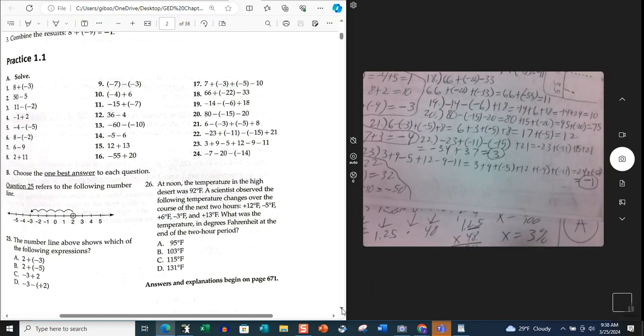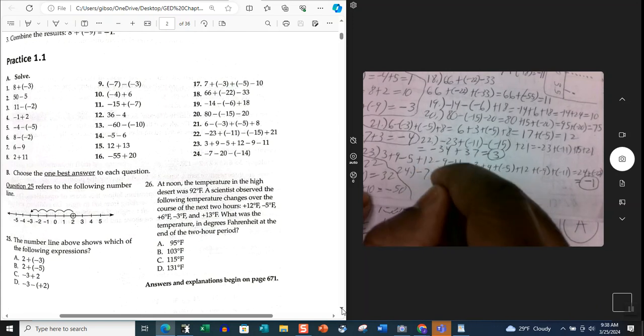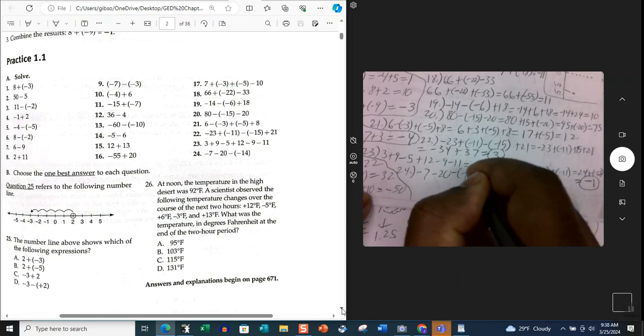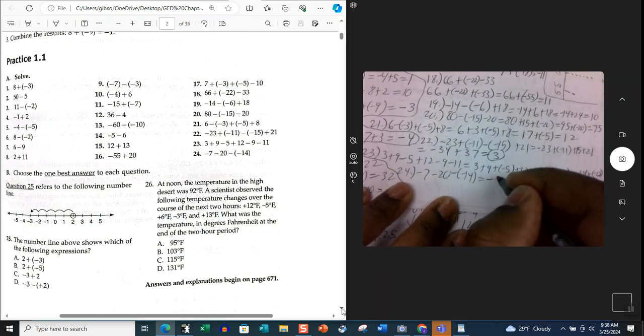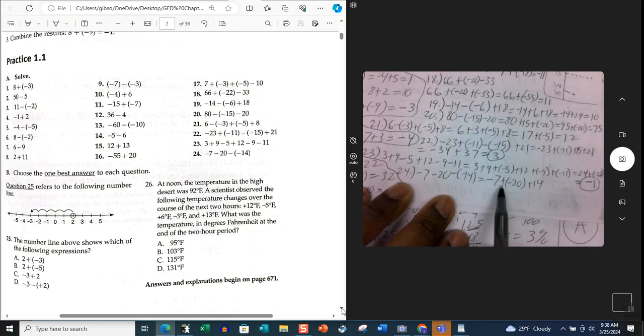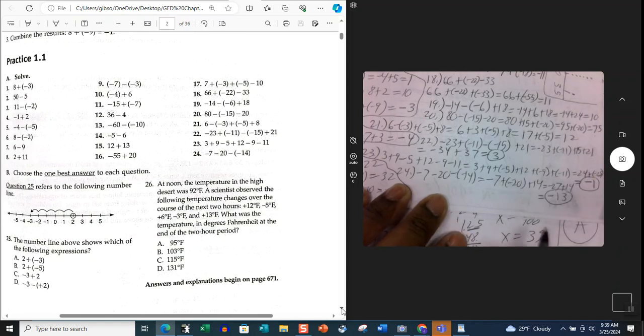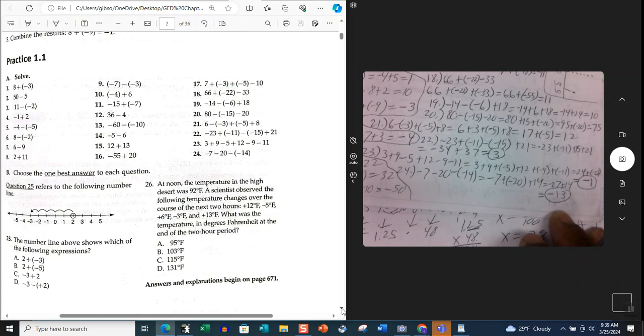Now, problem 24. We had negative 7 minus 20 minus a negative 14. So this would be negative 7 plus a negative 20. And minus a negative 14 would be positive 14. Okay, now we combine the ones with like signs. So this would be negative 27 plus 14. Now we know 27 is larger than 14, so our final answer would be negative. 27 minus 14 is 13. So that would be your final answer for 24.